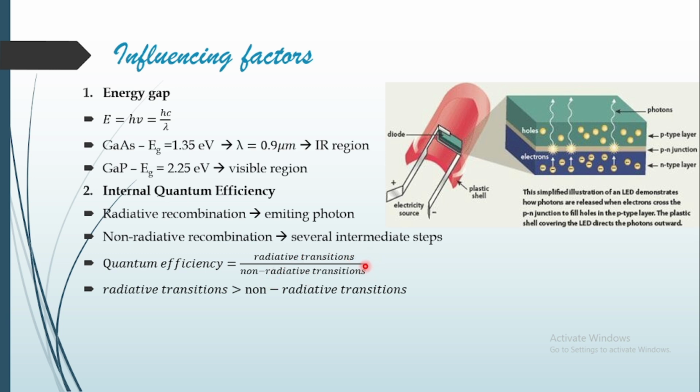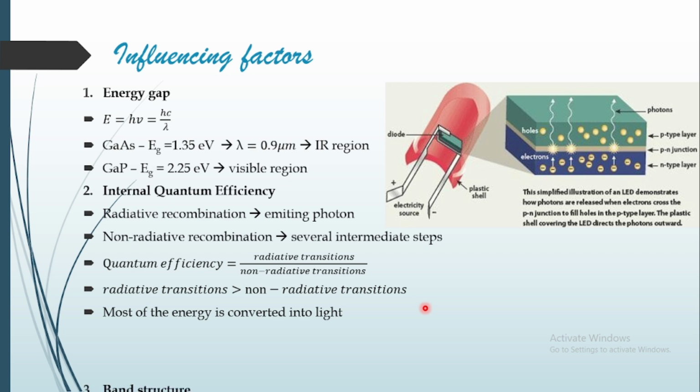So we will have more photons emitted and it gives a higher quantum efficiency. So most of the energy is converted into light. There will be some other losses like loss due to Joule heating, which can be minimized also.